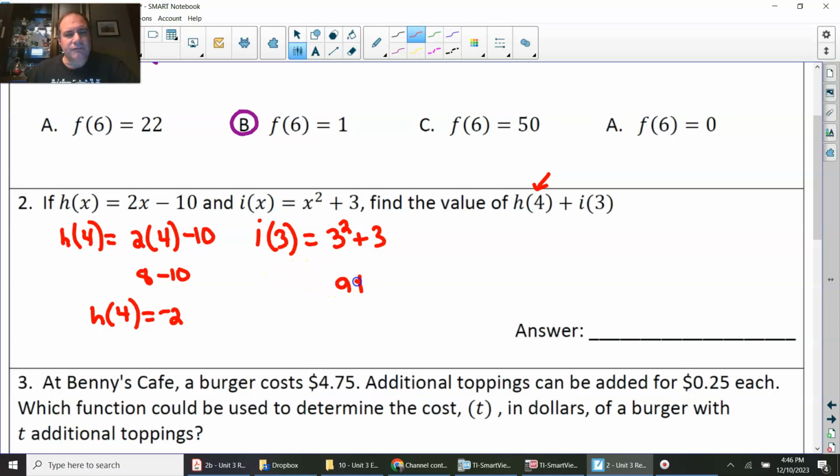This is 9 plus 3, so i of 3 equals 9 plus 3, which is 12. So they're asking what h of 4, which is -2, plus the i of 3, which is 12, is equal to. Find the value. It is 10.